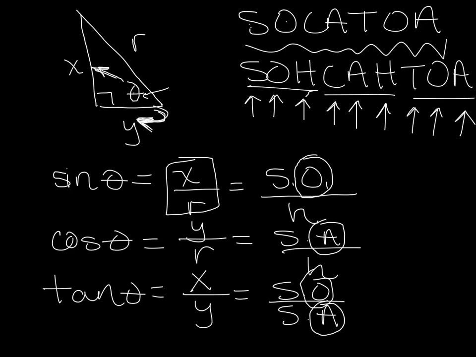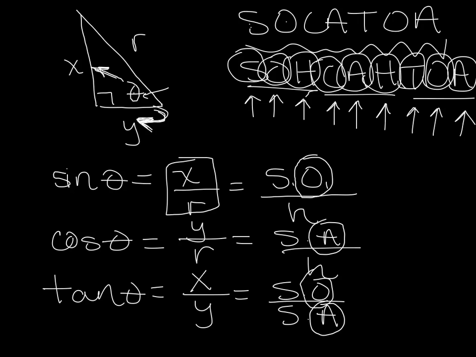The other thing that helps me sometimes, instead of thinking of it as a word, is to think of it as a sentence. And I say, some old hippie caught another hippie tripping on acid. And that helps me remember the definitions. If I can just write those letters down, I can remember that sine is opposite over hypotenuse. Cosine is adjacent over hypotenuse. Tangent is opposite over adjacent.